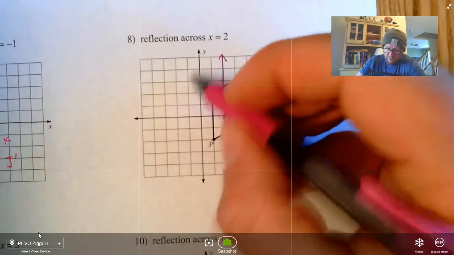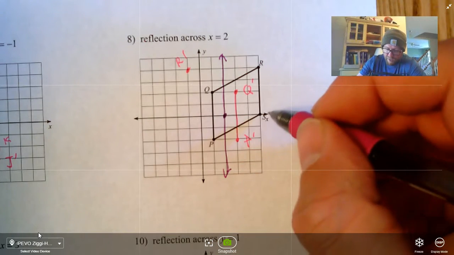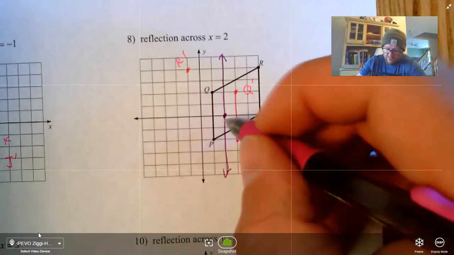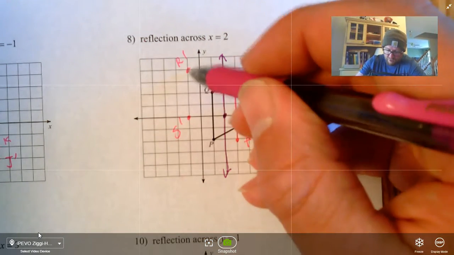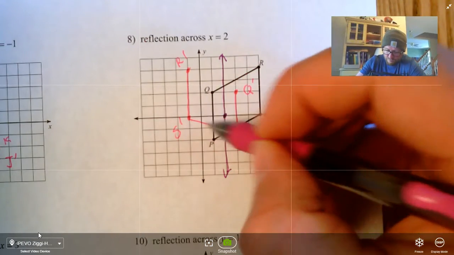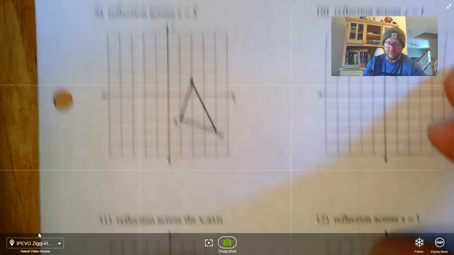R is 3 spaces away, so 3 spaces in the other direction for R prime. And S is 3 spaces, so 3 spaces in the other direction for S prime. And then just connect them. And we're done. Awesome.